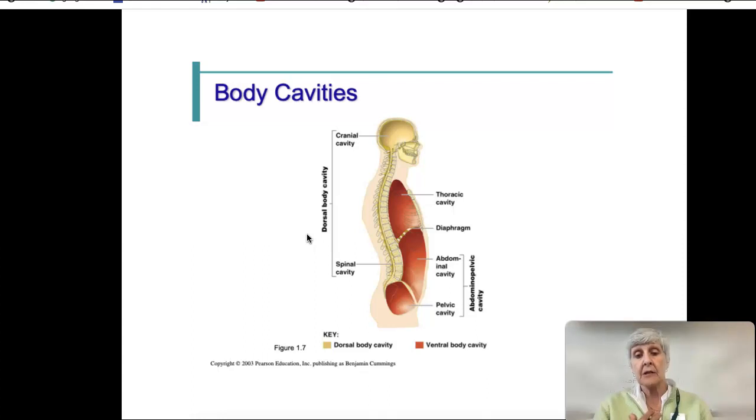Your ventral body cavities, which are in the front, first one is your thoracic cavity or your chest cavity. Your chest cavity is divided or separated from your abdominal cavity by the muscle called the diaphragm. The abdominal cavity can also be called the abdominopelvic if it contains the pelvic cavity. So the abdominal cavity goes from the diaphragm to about the pelvic bones. The pelvic cavity is below the pelvic bones. And if you're looking at the abdominal together with the pelvic, it's called the abdominopelvic. So thoracic, diaphragm, abdominal, and pelvic are all parts of the ventral body cavity.